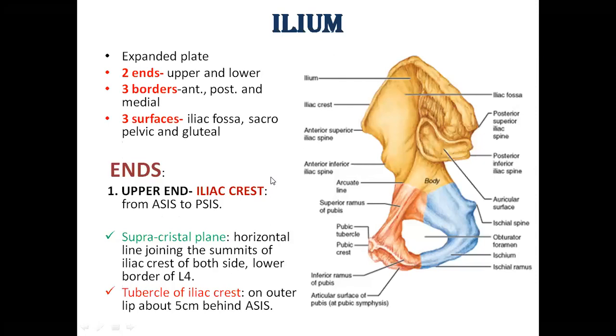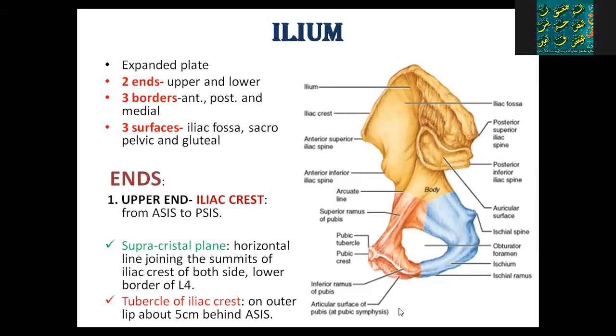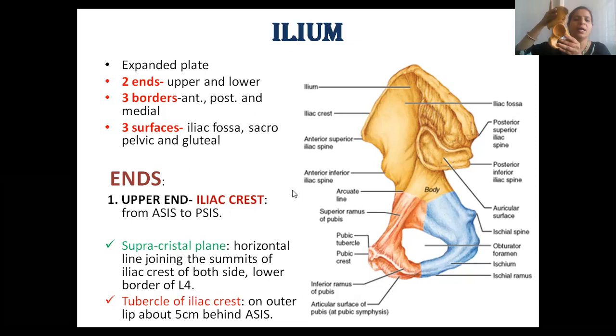Now, whatever I have discussed already is being told here. See here, the ilium is an upper expanded plate. It has two ends. This is the upper end. The one which is merging with the acetabulum is the lower end. It has three borders: we have seen the anterior border, the posterior border, and the medial border also. We have seen the three fossa surfaces also. What are those? This nice cup-like depression is the iliac fossa.